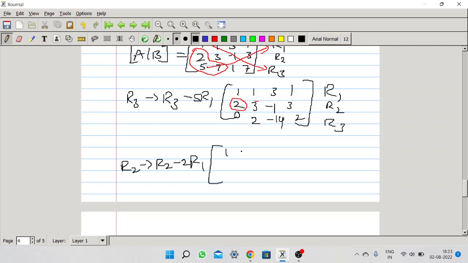So it will become 1, 1, 1, 1. Here it will become 0. 3 minus 2, 1. Minus 1 minus 2, minus 3. 3 minus 2, this is again 1. R3 will remain the same, 0 2 minus 4 2. Now we are making this 2 as 0, this element 2, by using R1.